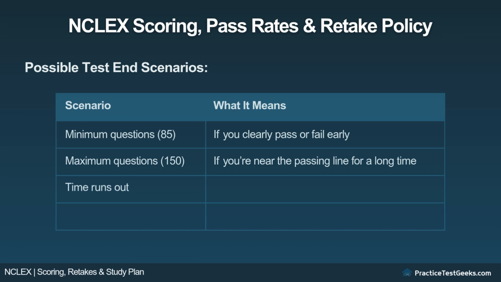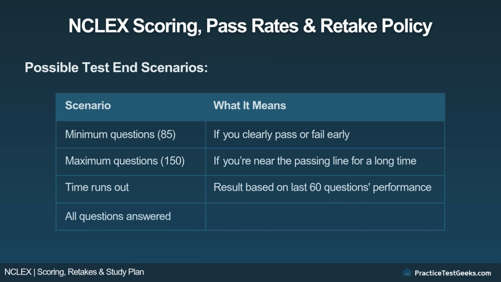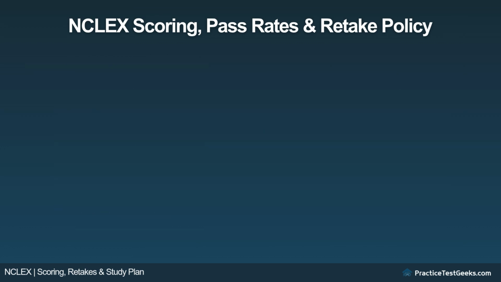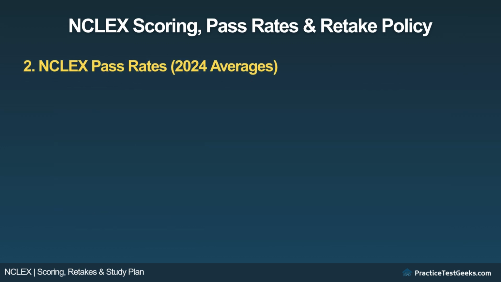questions. Time runs out. If you run out of time, your result is based on how you performed on the last 60 questions. All questions answered. If you complete all the questions within the time limit, your final result is based on your performance across the entire test. Now let's look at the NCLEX pass rates for 2024.